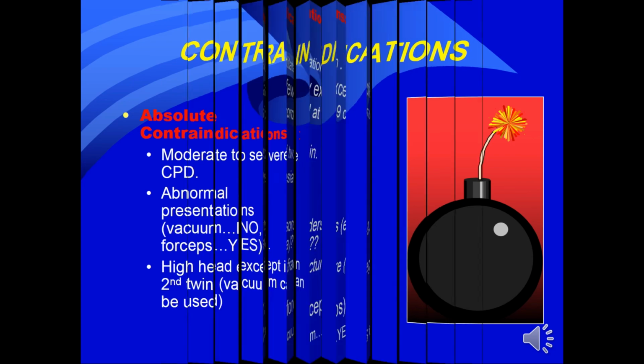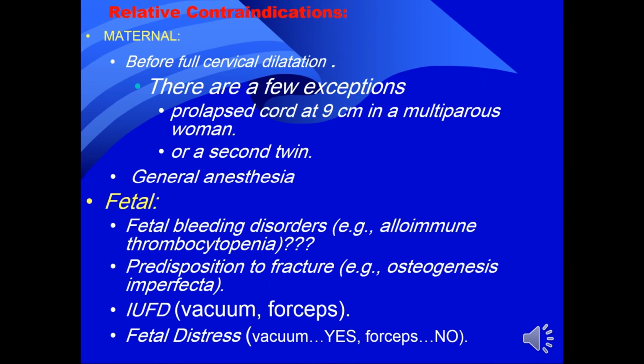Relative contraindications: maternal and fetal. Maternal: before full cervical dilatation. There are a few exceptions, such as prolapsed cord at 9 cm in multiparous women or for the second twin. General anesthesia. Fetal: fetal bleeding disorder, immune thrombocytopenia, predisposing to fracture as in osteogenesis imperfecta, intrauterine fetal death, fetal distress.